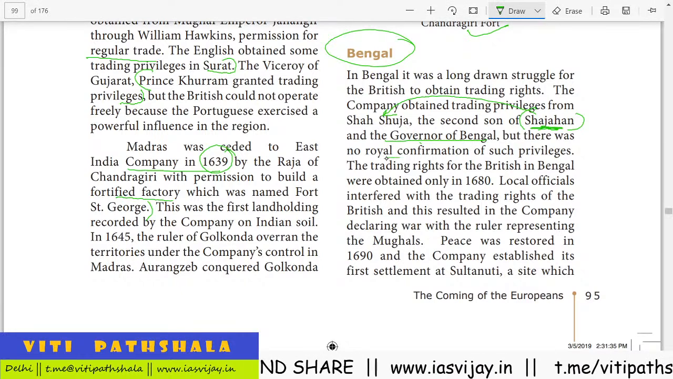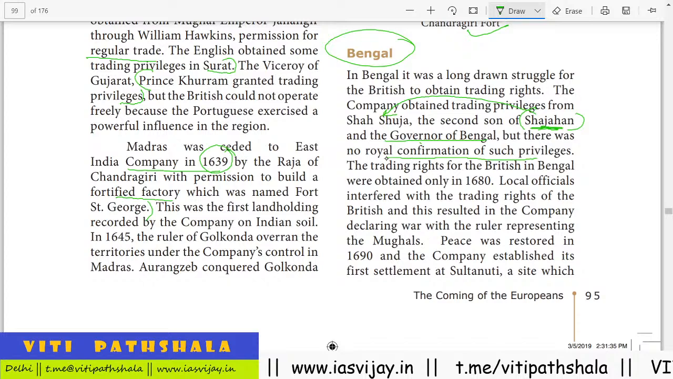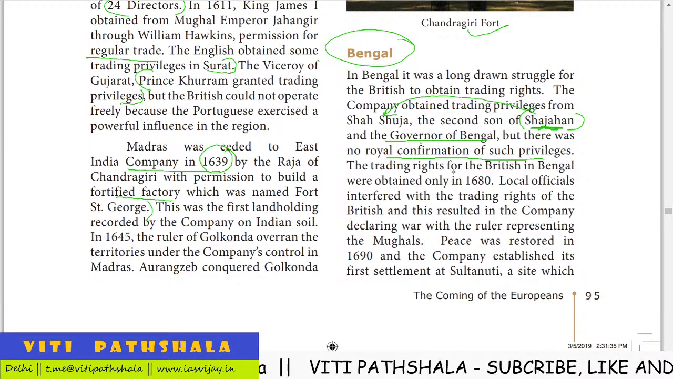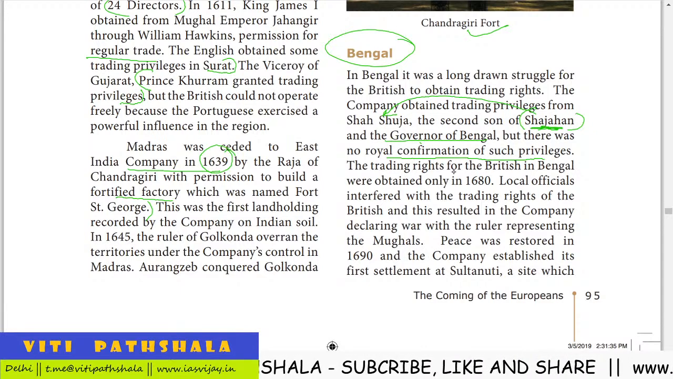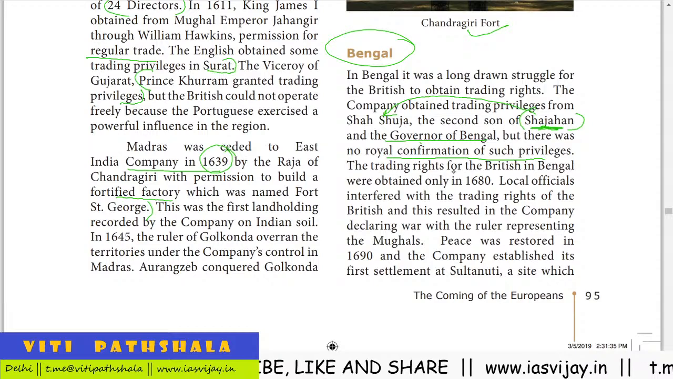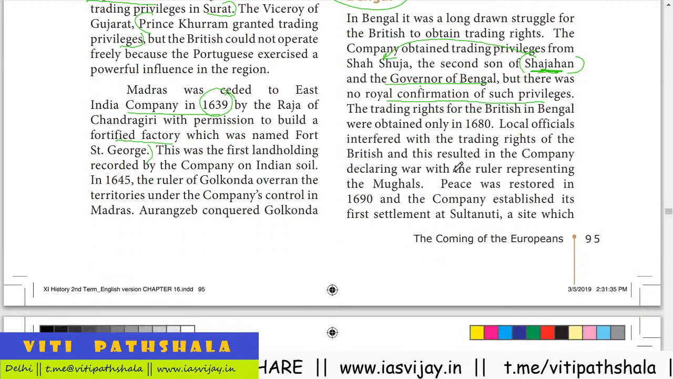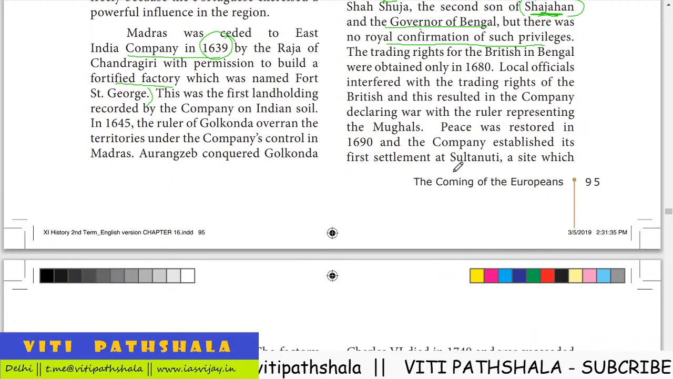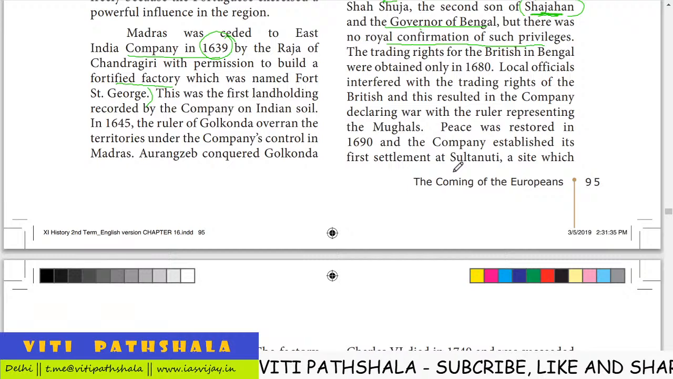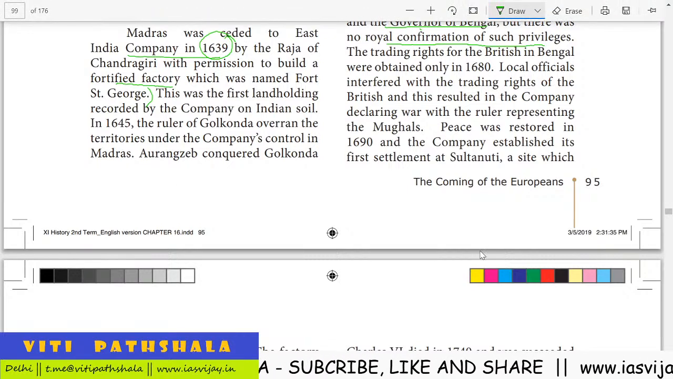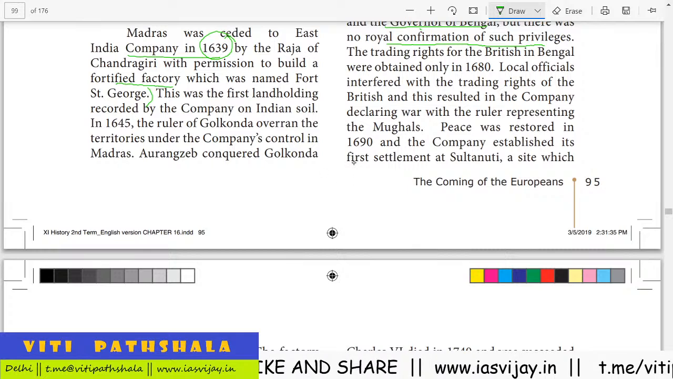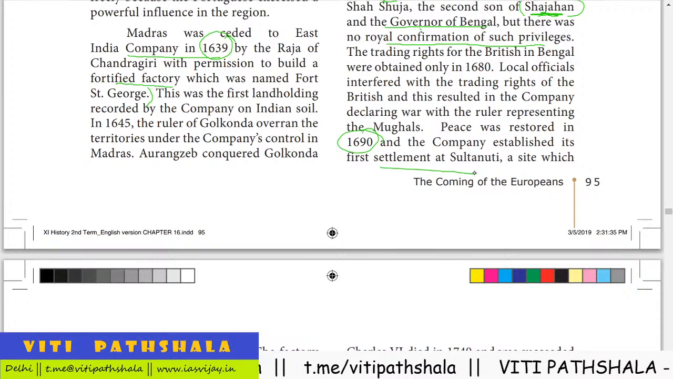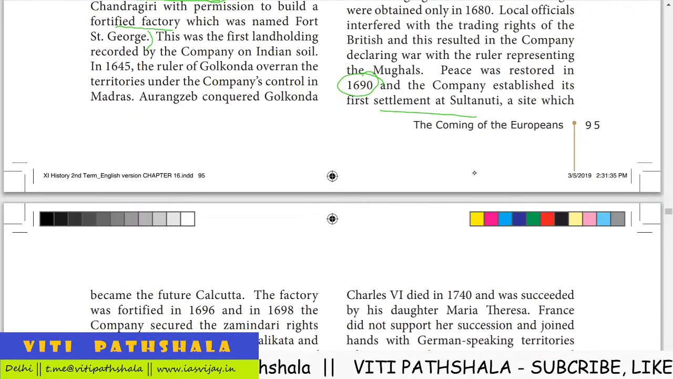But there was no royal confirmation of such privileges. The trading rights for the British in Bengal were obtained only in 1680. Local officials interfered with the trading rights of the British, and this resulted in the company declaring war on the ruler representing the Mughals. Peace was restored in 1690 and the company established their first settlement at Sutanuti in Bengal.